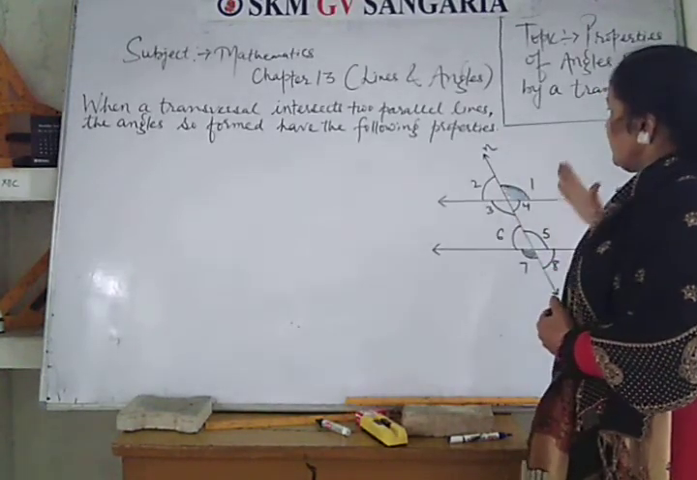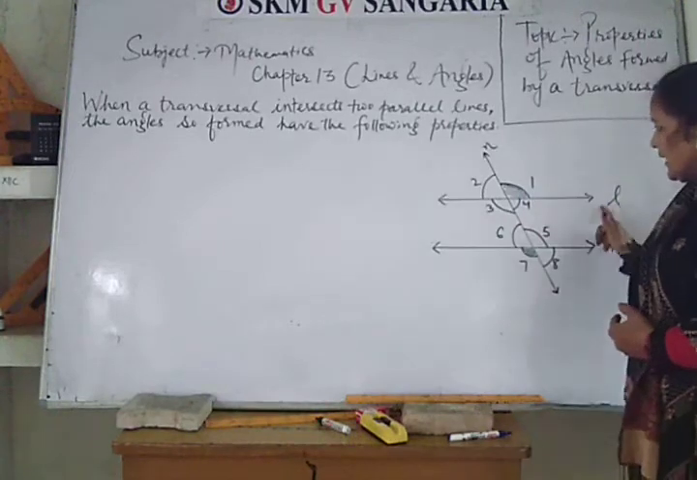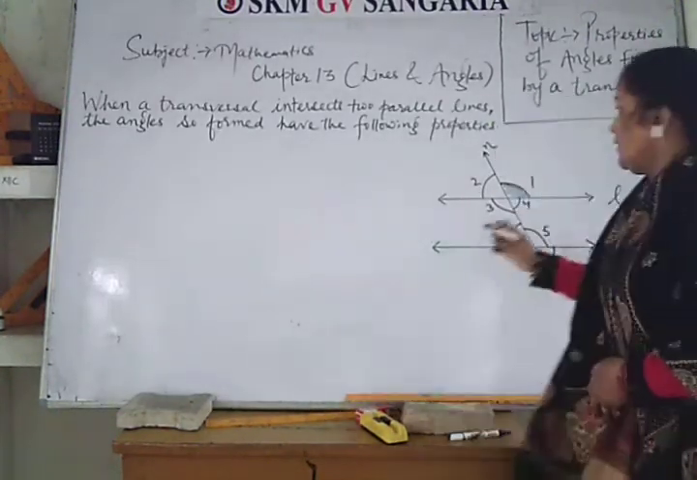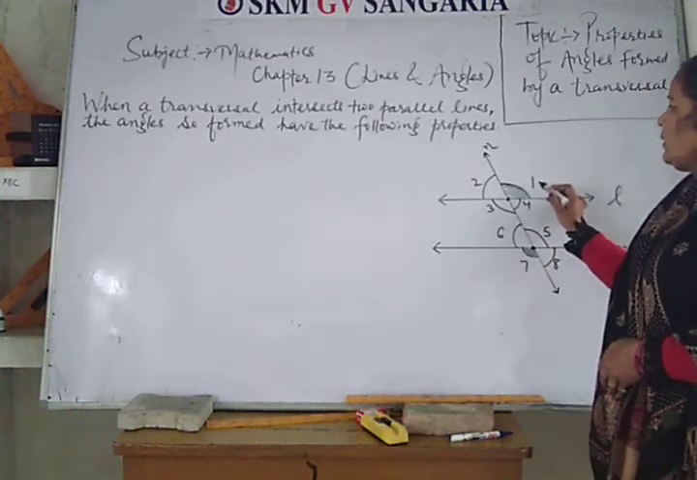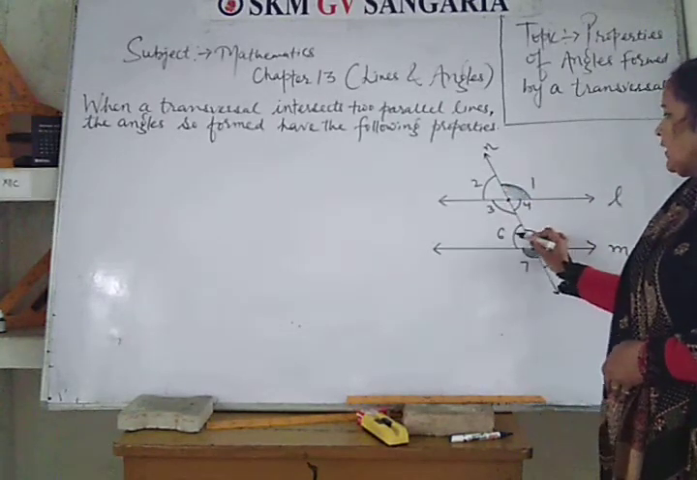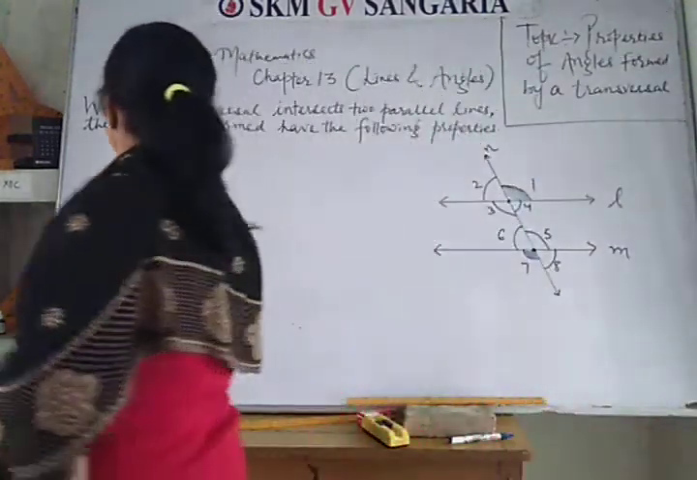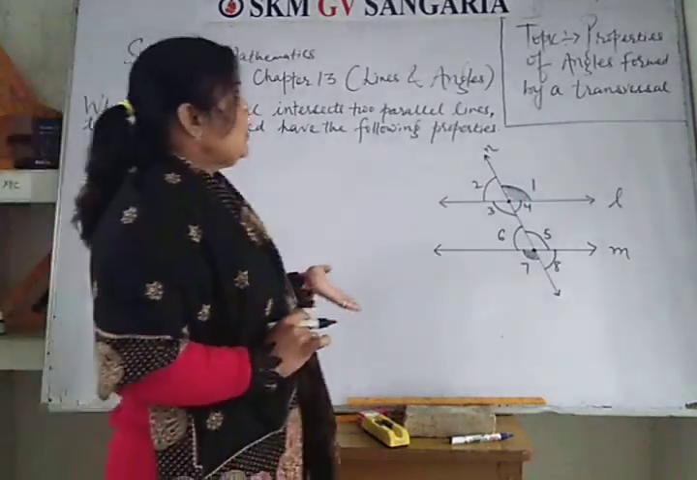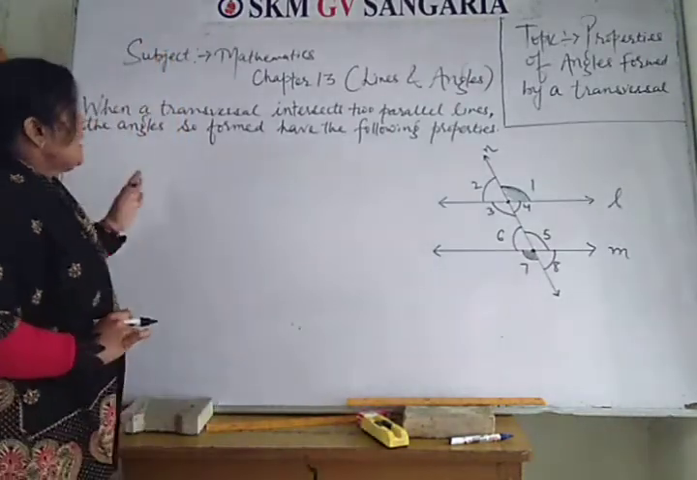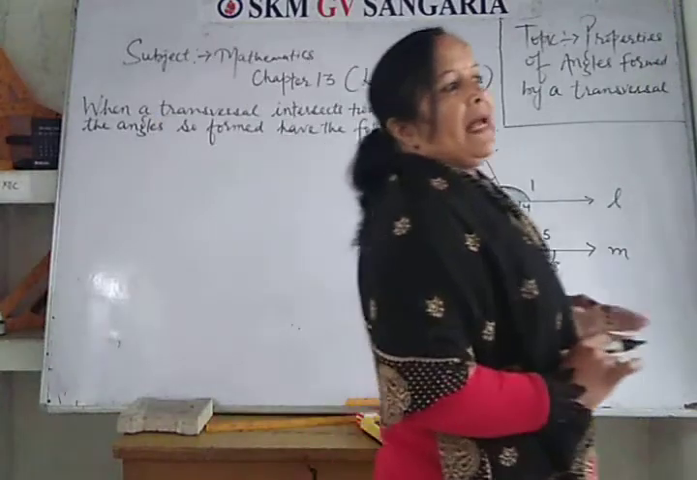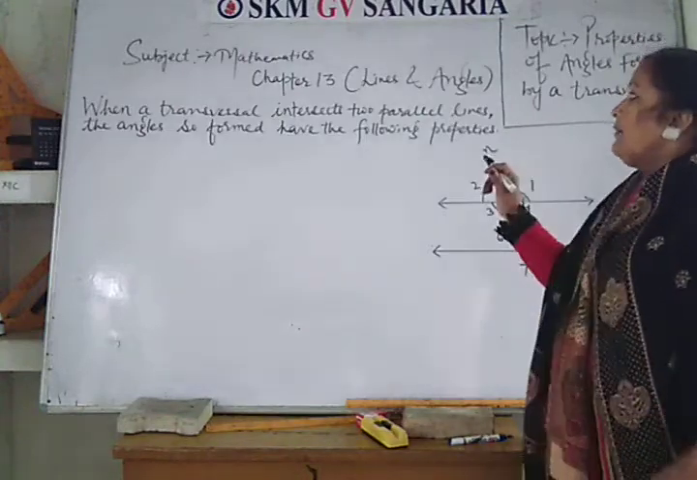When the transversal N intersects the two lines L and M at two distinct points, 8 angles are formed: angle 1, 2, 3, 4, 5, 6, 7 and 8. Today we are going to learn about the properties of angles formed by a transversal. When a transversal intersects two parallel lines, the angles so formed have the following properties.